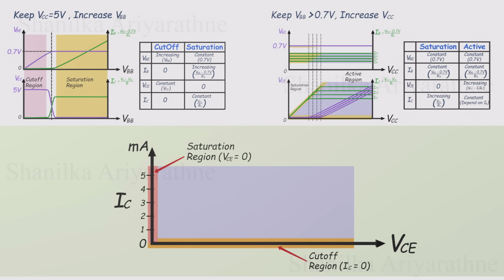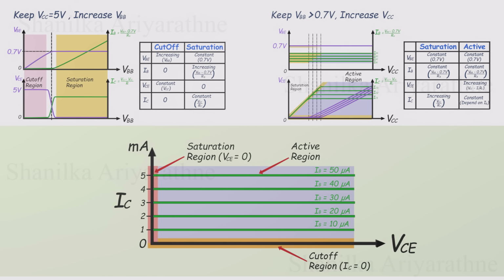Then we have the region where both IC and VCE are non-zero. This is the active region. Here, IC is no longer just about VCE. It's directly controlled by the base current, IB.